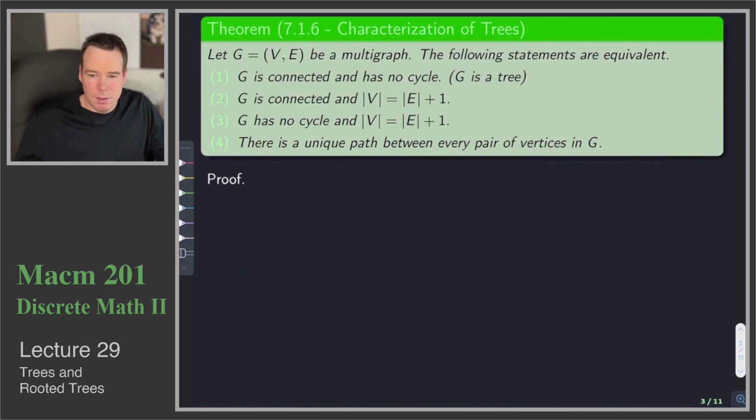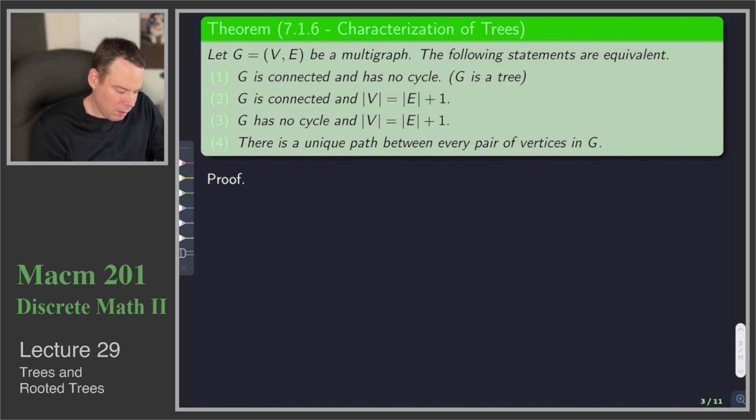So we'll now get to our main theorem about trees. This is our characterization of trees. The following statements are equivalent. That means if any one of them holds, they all hold. The first one says G is a tree. It's connected and acyclic. So if G is a tree, then each of these has to hold as well. It must be connected. The number of vertices must be one more than the number of edges. It must have no cycles, and the number of vertices must be one more than the number of edges. And there must be a unique path between every pair of vertices in G.